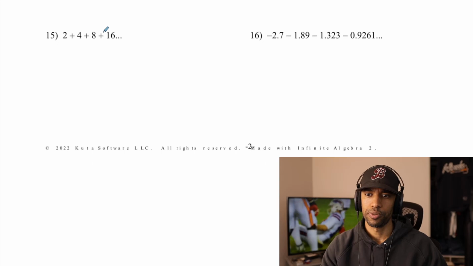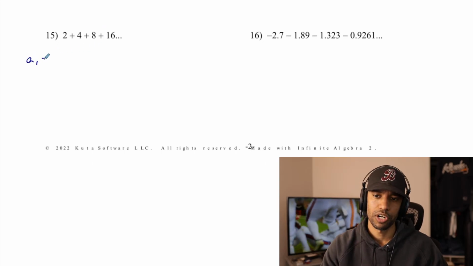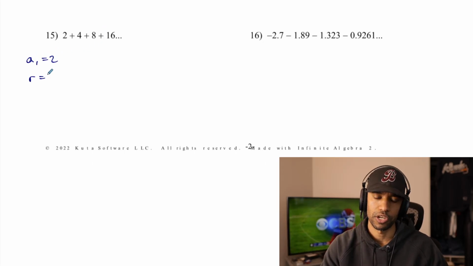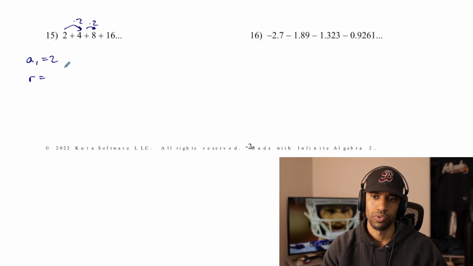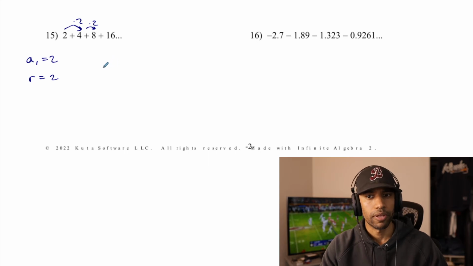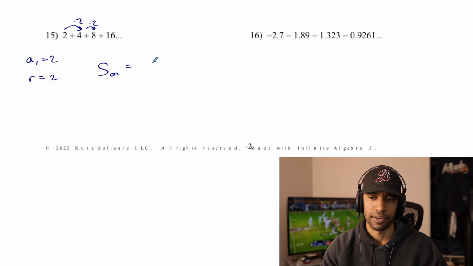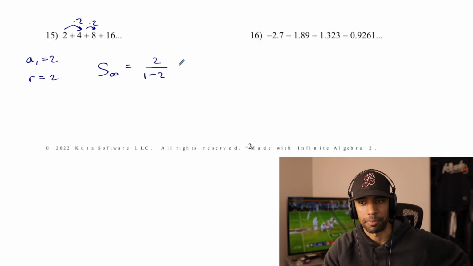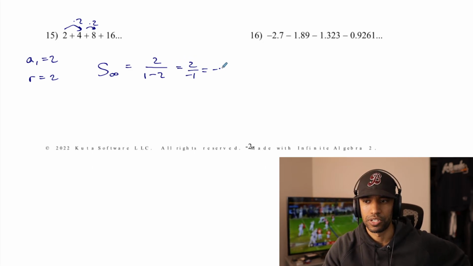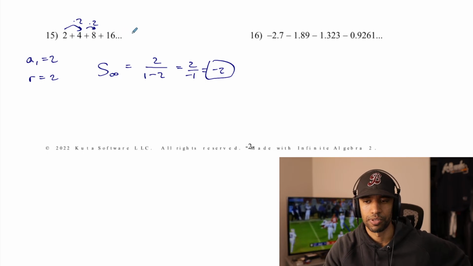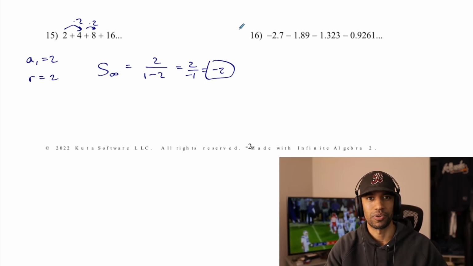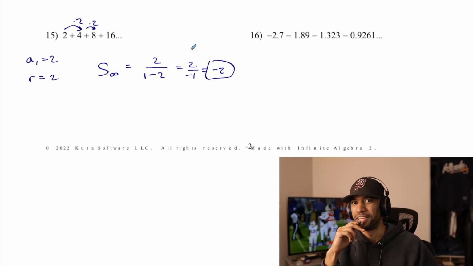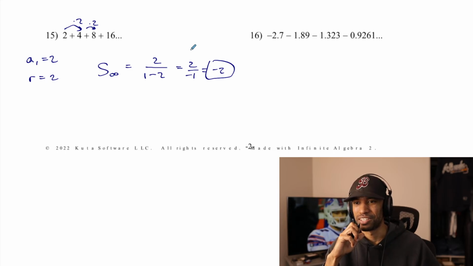Number 15, 2 plus 4 plus 8, etc. Well, your first term is 2, and your common ratio is also 2. Now, do I plug it into my formula? Do I say s sub infinity equals 2 over 1 minus 2? Well, let's see what happens. We get 2 over negative 1, which is negative 2. Is that the answer? 2 plus 4 plus 8 plus 16, etc. converges toward negative 2? Not really, right? Something doesn't seem right with that.